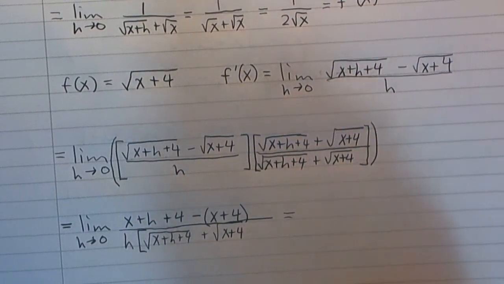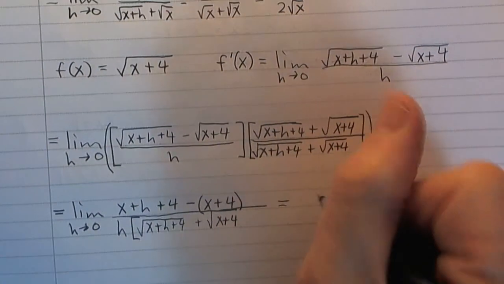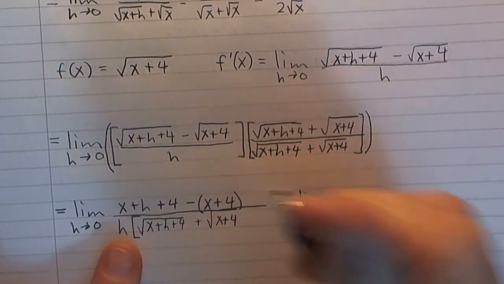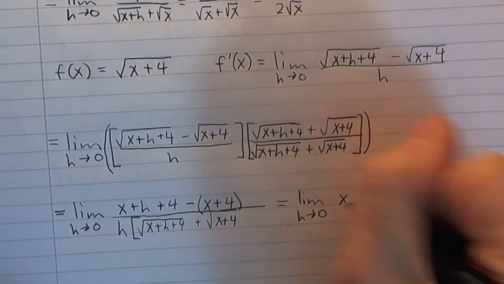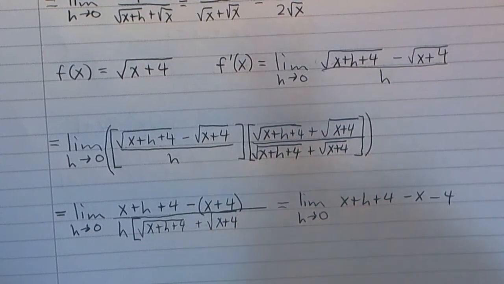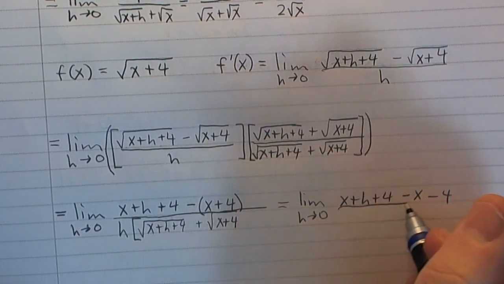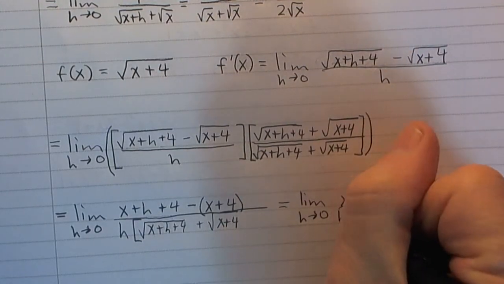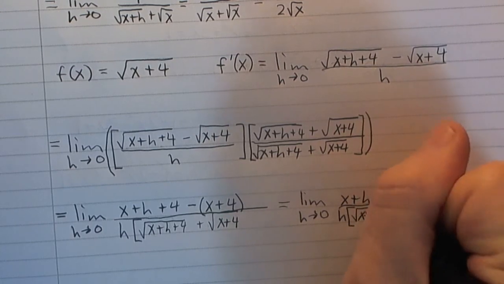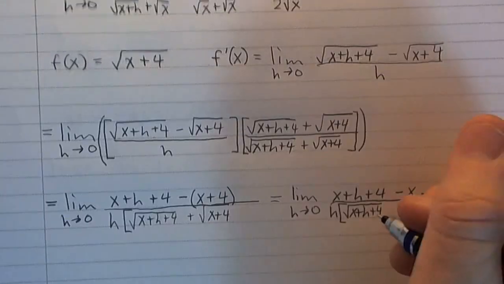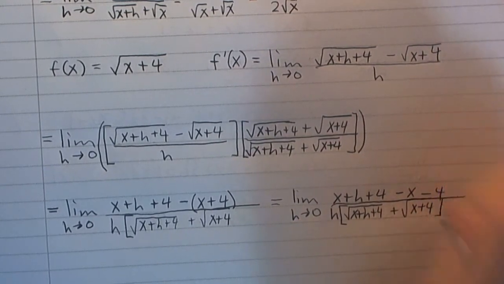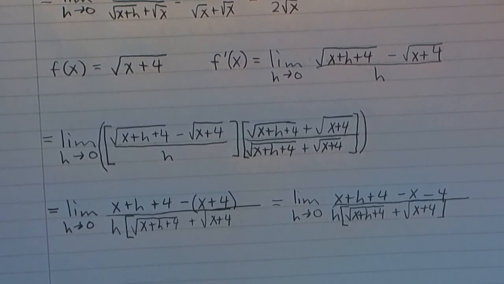Okay. Now just a wee bit of simplifying. So here we go. We've got the limit as h goes to 0, and now look at this. Let me go ahead and write it out. x plus h plus 4 minus x minus 4, all over this bottom. I hate to write it out, it just takes a minute. The square root of x plus h plus 4 plus the square root of x plus 4. Okay, there we go. That wasn't so bad.